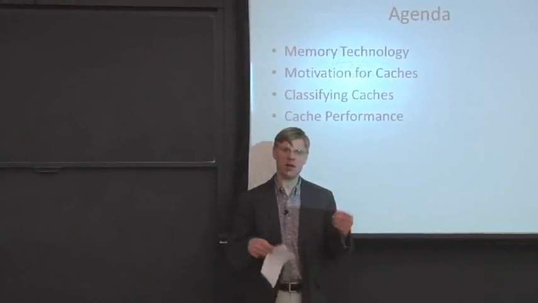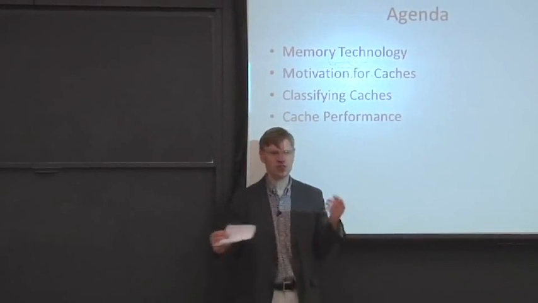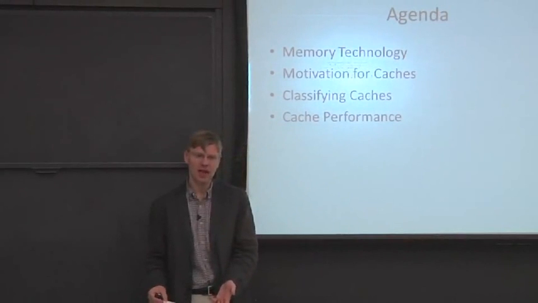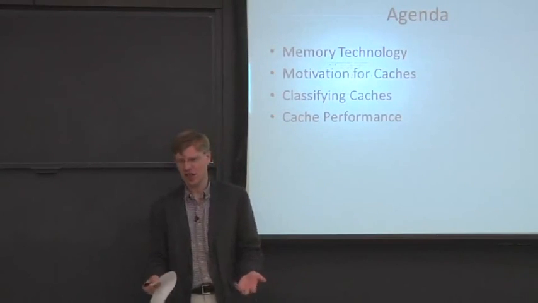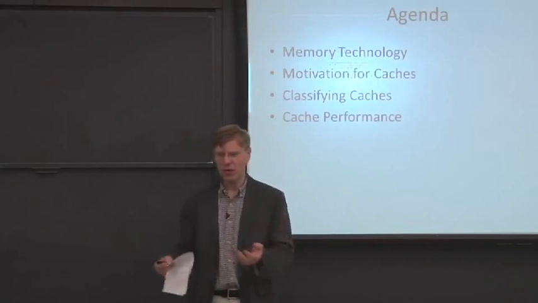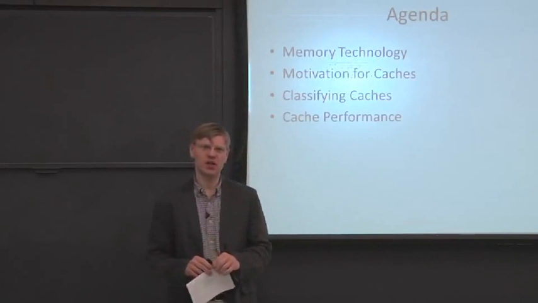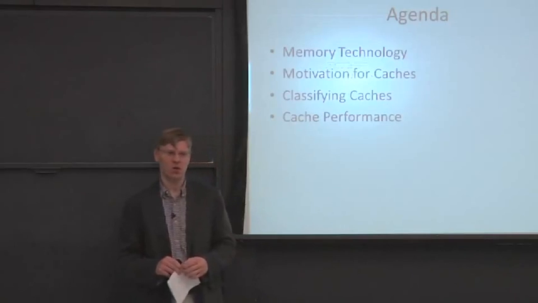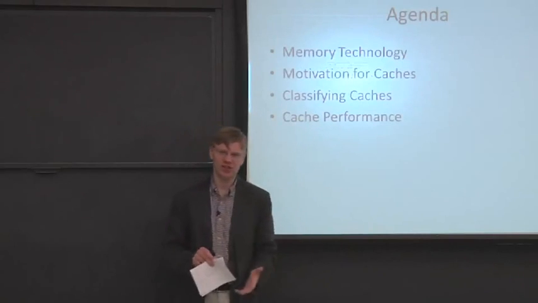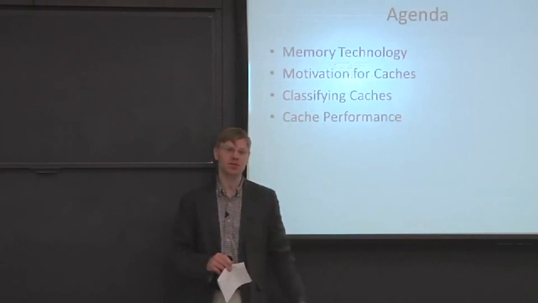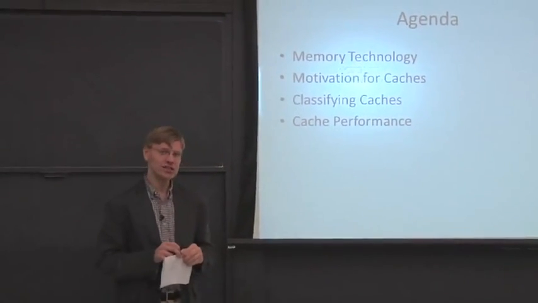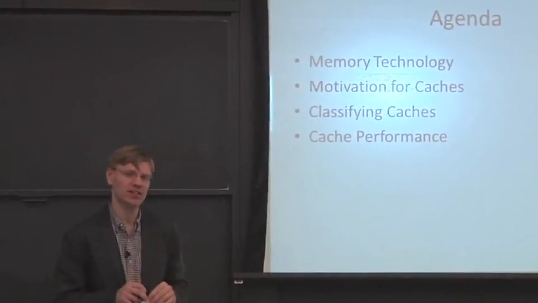So we're going to look at different types of technology, DRAM versus SRAM, what the transistor technologies are behind them, or why we have these different memory technologies. Why don't we just have one? Why are there different ways to store information? Why do we just not use register files for everything or simple flip-flops for everything? Then we're going to motivate cache design, or why we have caches.